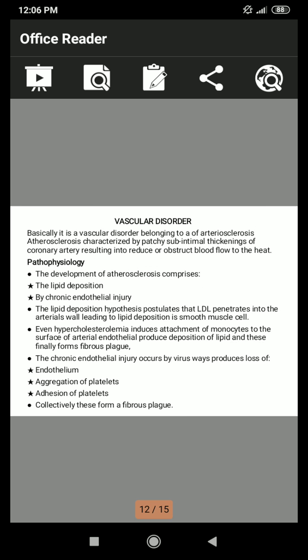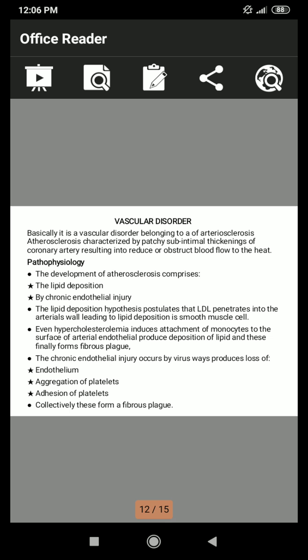Next is vascular disorder. Vascular disorder is also called atherosclerosis. Basically, it is a vascular disorder belonging to atherosclerosis.